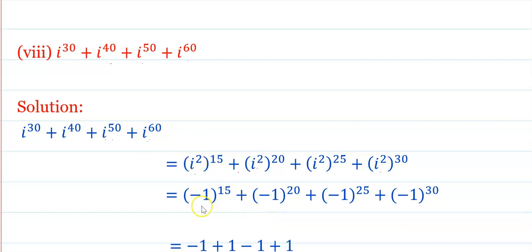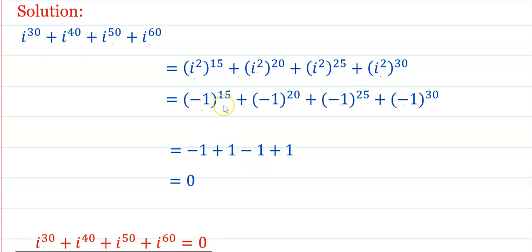i square means what? Minus 1 raised to 15 plus minus 1 raised to 20 plus minus 1 raised to 25 plus minus 1 raised to 30. Minus 1 raised to 15 means minus 1. Minus 1 raised to 20 is plus 1. Minus 1 raised to 25 is minus 1. Minus 1 raised to 30 is again plus 1. Now here the minus 1 and plus 1 get cancelled, minus 1 and plus 1 get cancelled, and hence the answer is 0. You can see this.